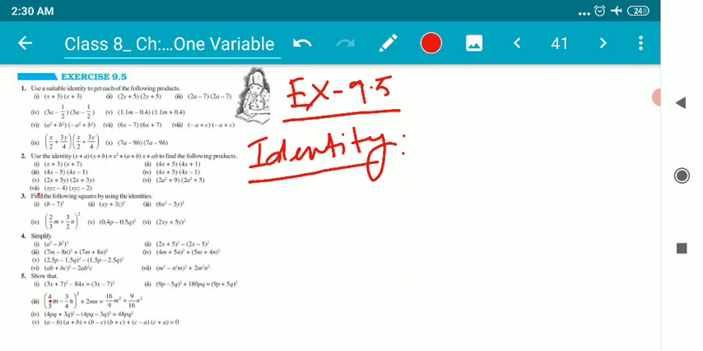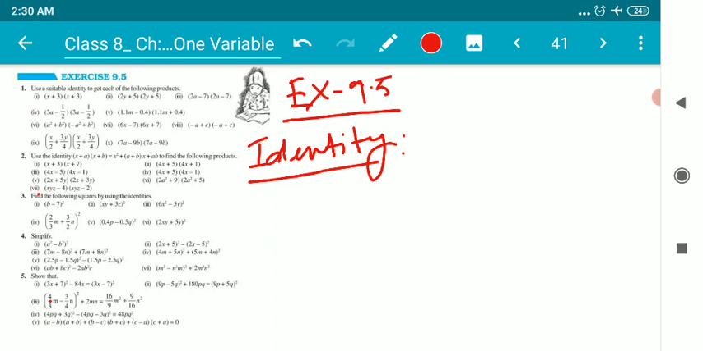The question is, sir, what is identity? Identities are kind of formulas taken after lots of observation by mathematicians. While they dealt with algebraic expressions, they came to a conclusion by considering some identities. So those identities, here in this video, I'm going to explain to you all.